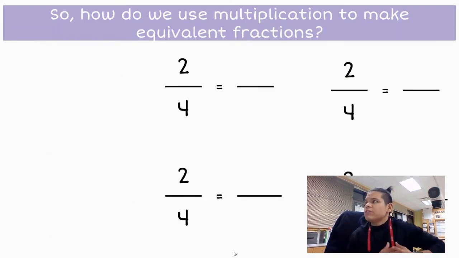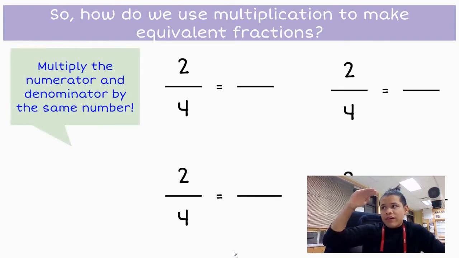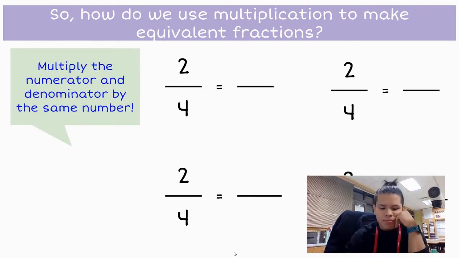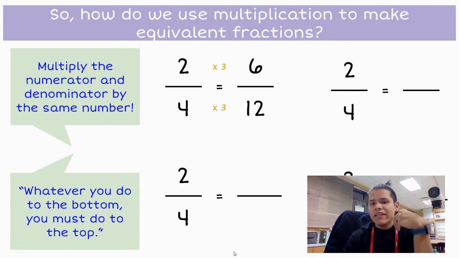So, how do we use multiplication to make equivalent fractions? Now would be a great time to take some notes. You multiply the numerator and the denominator by the same number. So 2/4 times 3 to make 6/12. That is an equivalent fraction. 2/4 is equivalent to 6/12.